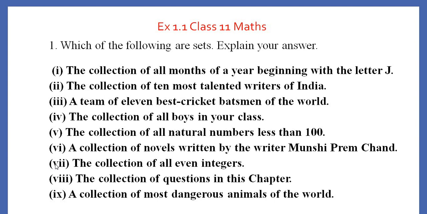First question, you have to check the given statements and explain which one is a set and which one is not. Actually there are certain statements given, and you have to clarify with reason which one is a set and which one is not. 9 questions are there. I will discuss one by one. First statement, the collection of all the months of a year beginning with the letter J. Now you have to tell whether this is a set or not.